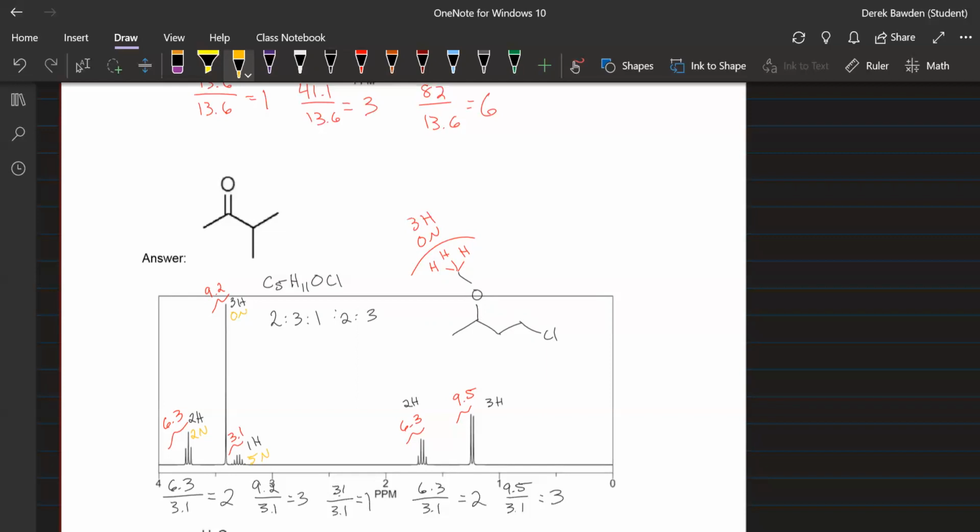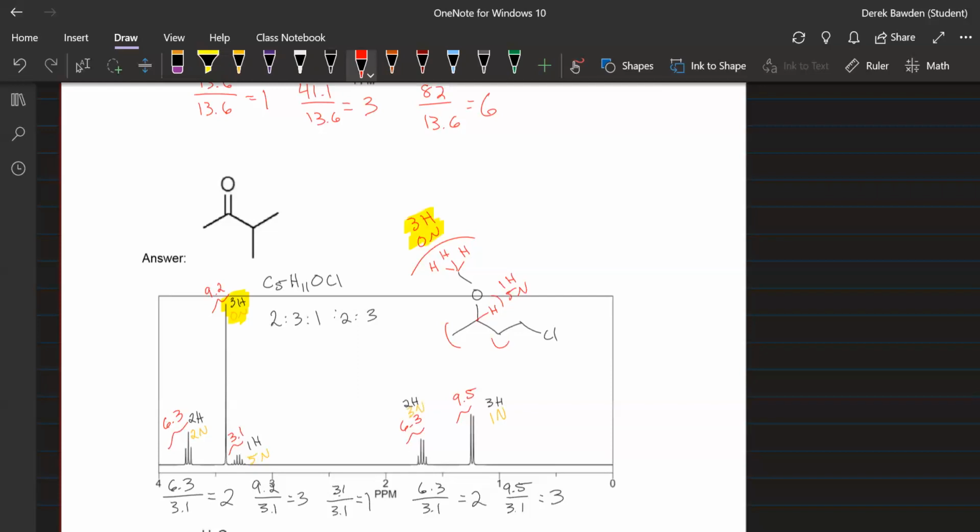Here we have 4 peaks, so we're going to have 3 neighbors. And here we have 3 hydrogens with 1 neighbor. We have 3 hydrogens with 0 neighbors. That does check out right here. Now let's look at this hydrogen right here. We've got 1 hydrogen. We have 3, 4, 5 neighbors.